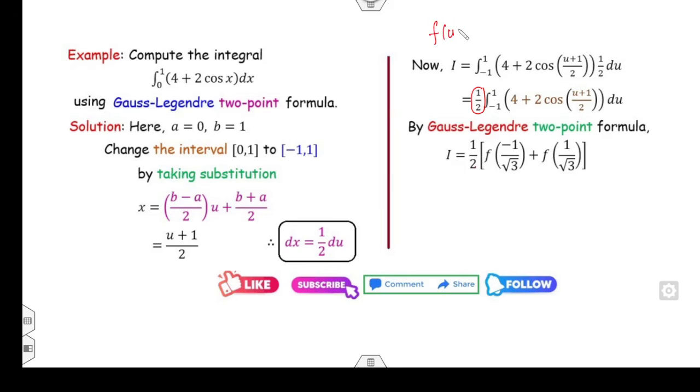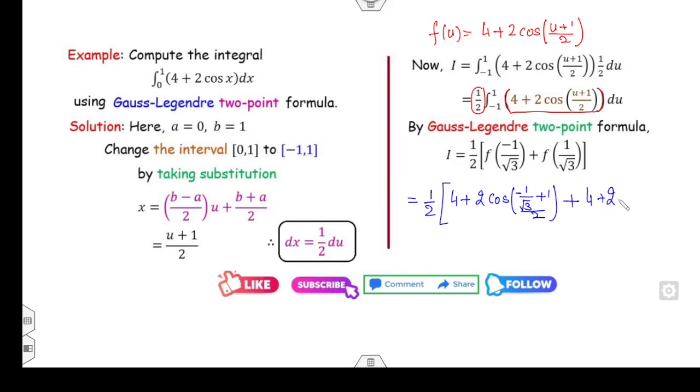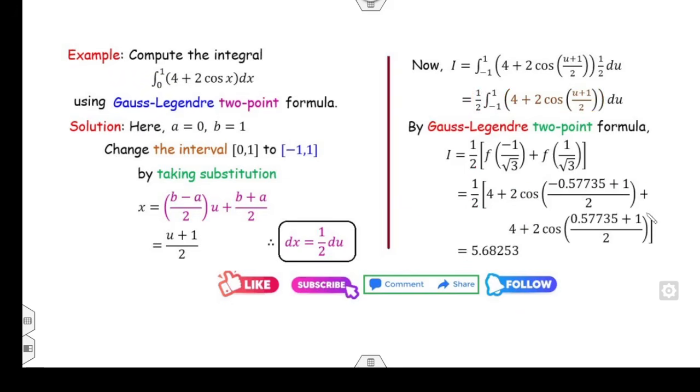Can you find the value of f of u? So f is this component, 4 plus twice cos of (u plus 1) over 2. Whatever is written inside the integration, that is always your f of u. Now you can substitute the value. It is half times [4 plus twice cos of (-1 over √3 plus 1) divided by 2, and 4 plus twice cos of (1 by √3 plus 1) over 2]. After using the calculator, you will get the answer is 5.68253.